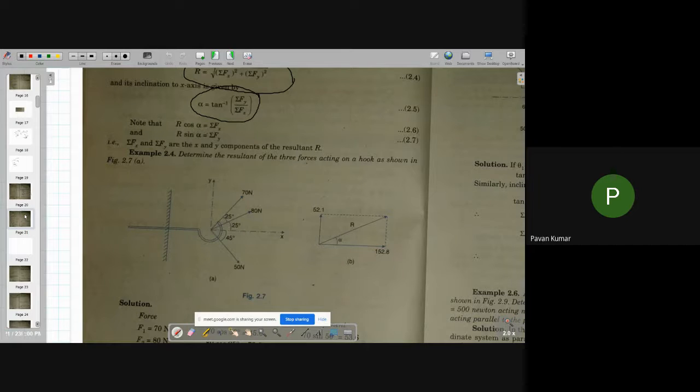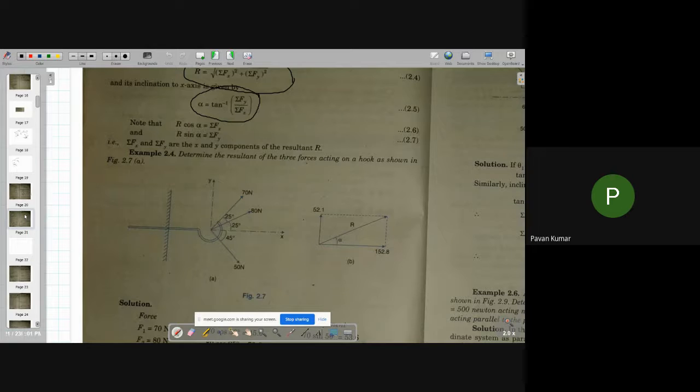2.7. So there are three forces acting. One is 80 Newton, which is making an angle 25 with the x-axis, and there is another force 70 Newton, which is making an angle 25 with the 80 Newton force, and there is another force 50 Newton, which is acting downwards, making an angle 45.